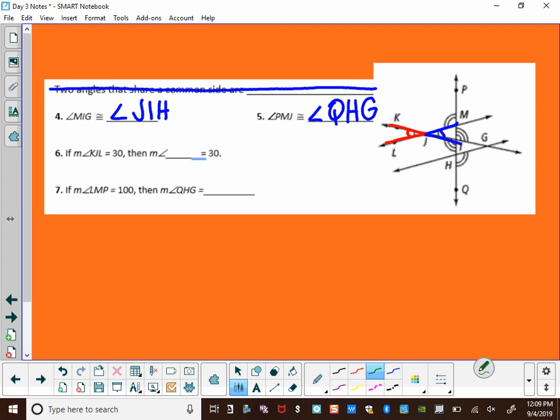Okay, so if KJL is 30, what's my blue angle going to be? It's also going to be 30, so that's the measure of angle MJI. Yes, MJI. It's also 30. Your arcs always match up.